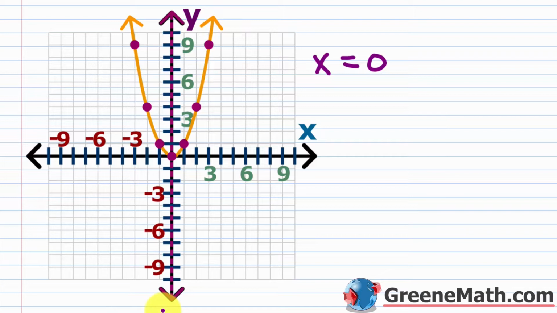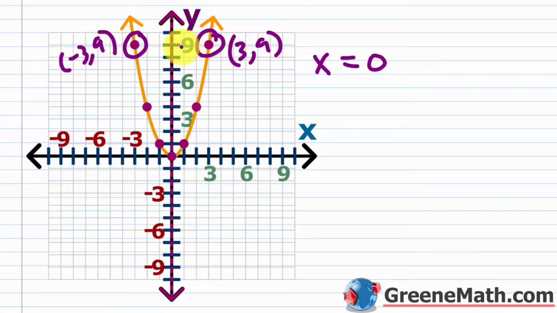So I could take a point on one side of the parabola. Let's just say we took this point here, which is (3, 9), and I could fold it across that axis of symmetry, and I would touch this point exactly, which would be (-3, 9). And we'll see this comes in handy when we're graphing, because if we get points on one side, we can reflect them across that axis of symmetry and get points on the other side.